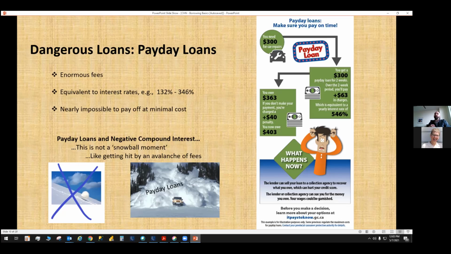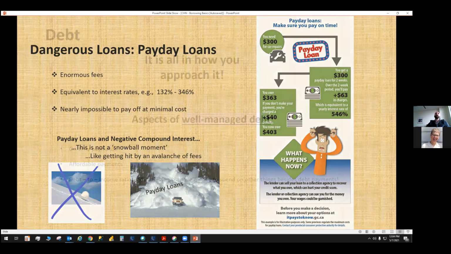They're not safe loans. It's not a snowball, it's an avalanche. And it will just bury you in a mountain of interest payments. So if you see those, run, don't walk away, find another option if you can. They're just not safe, and they're structured in a way to take advantage.